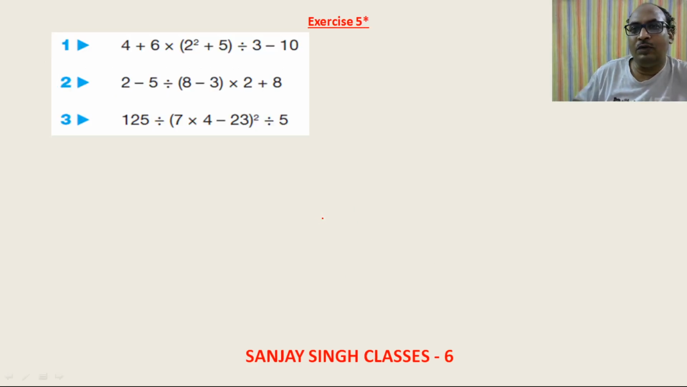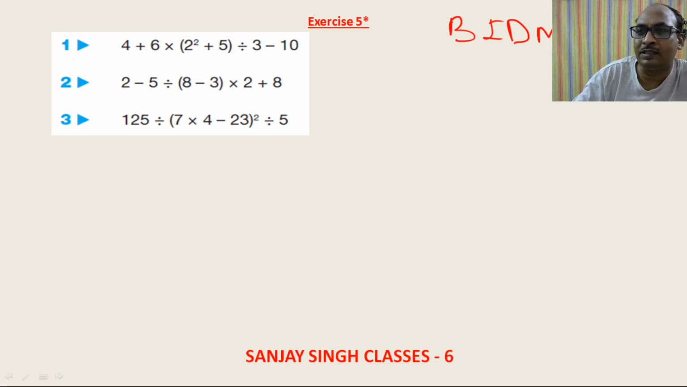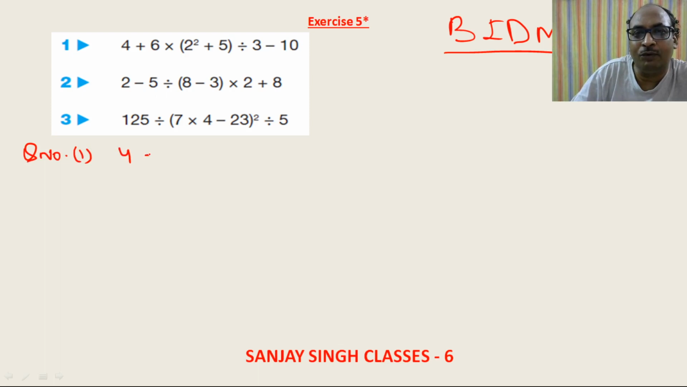Now coming to exercise 5 star, we will be solving in the same way which we utilized in exercise 5. What do we have to use? We have to use BIDMAS. Don't forget. Okay, right. Let us solve question number 1 here. We are given 4 plus 6 into (2 square plus 5) divided by 3 minus 10.